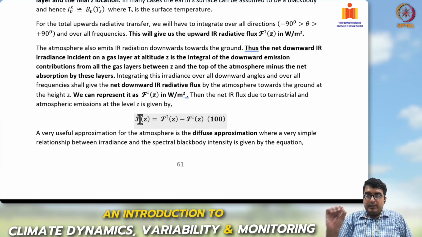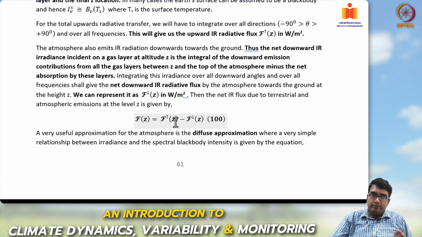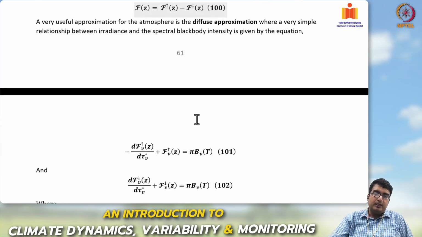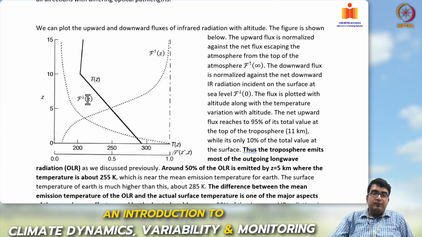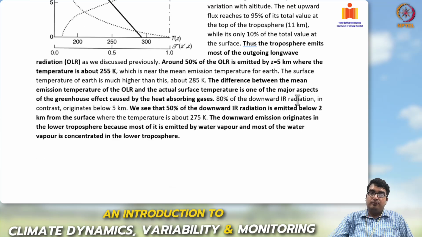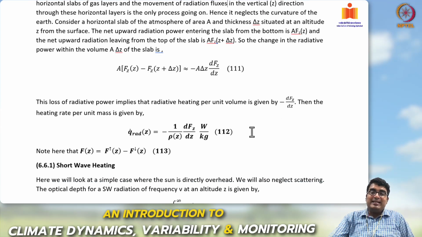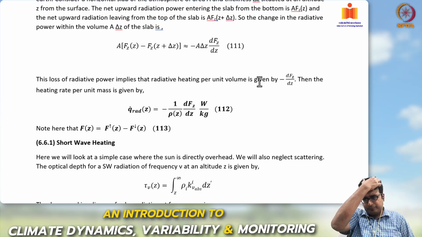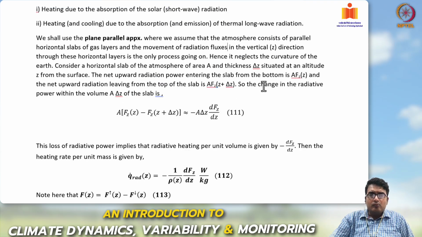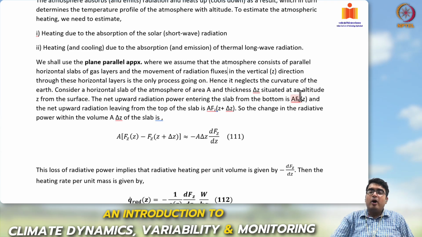This flux, the radiation flux, is the net IR flux due to the upward moving radiative flux and the downward moving radiative flux. The sum of these two at any location Z from the ground is what Fz is. That is the net flux that is being emitted or absorbed, because Fz can be positive or negative.